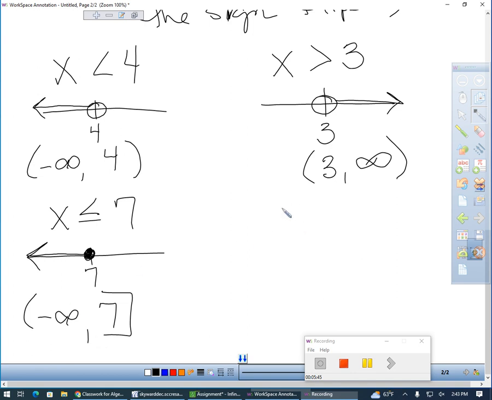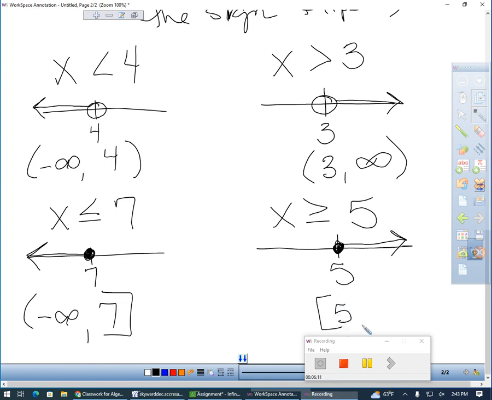And the last one we have is if I have x is greater than or equal to 5 on my number line at 5, because it is greater than or equal to, I will have a closed dot. And it will go to the right. My interval notation then starts with a bracket at 5, and goes all the way to infinity. Are there any questions on interval notation?